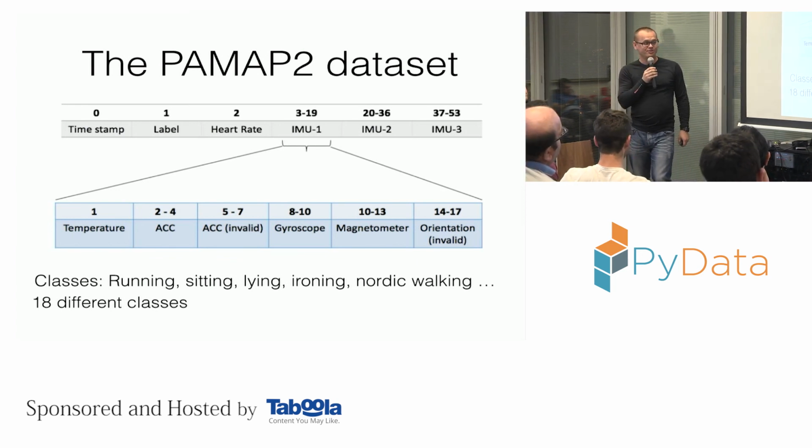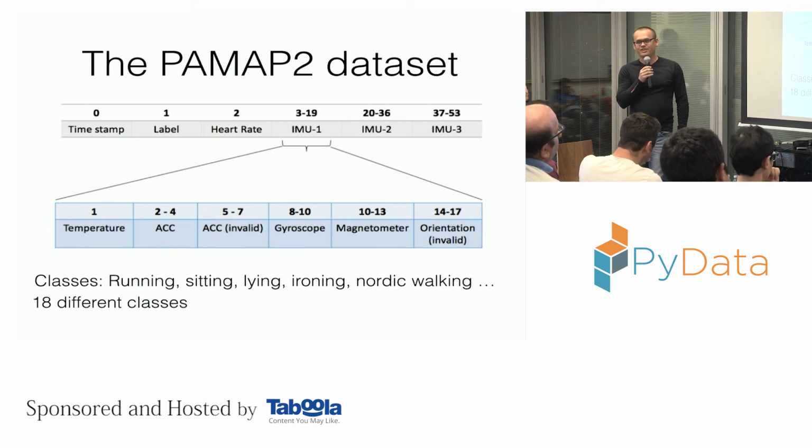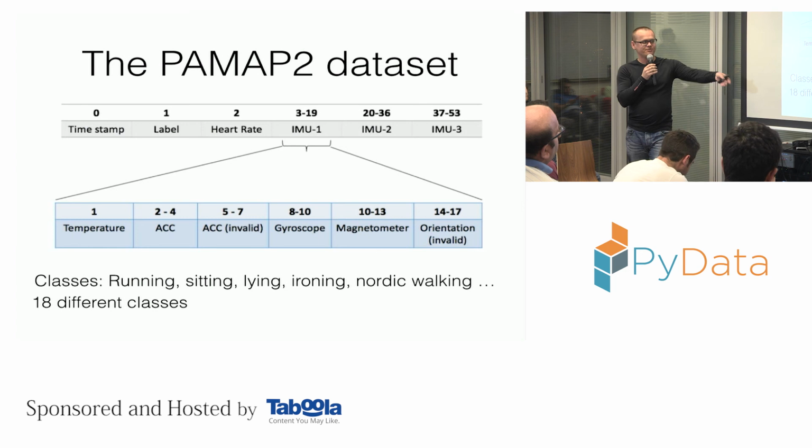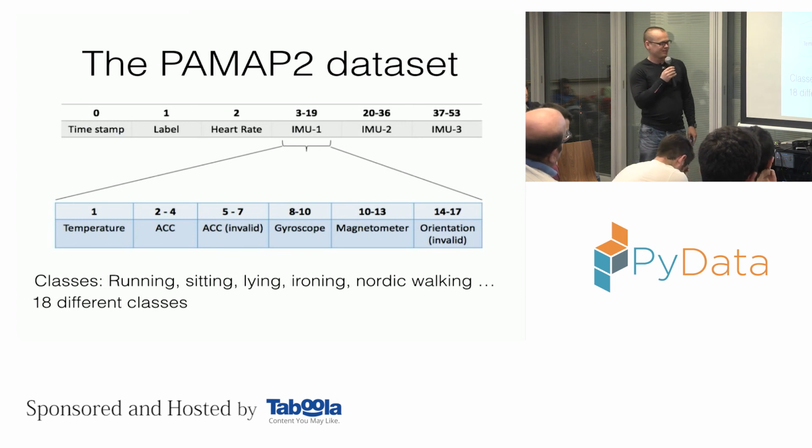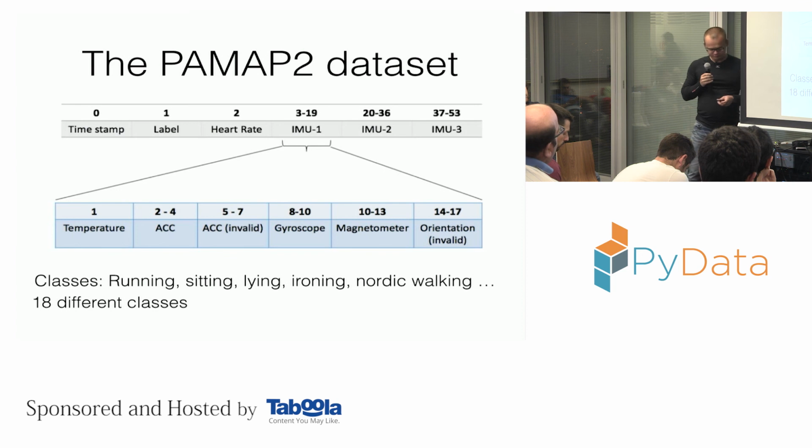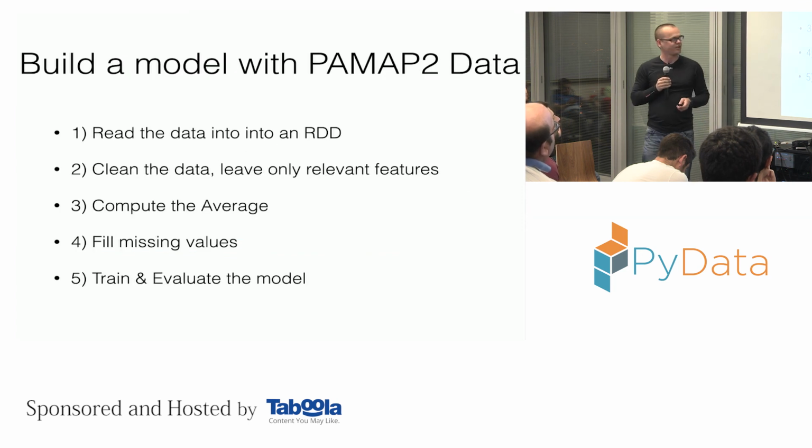We need to get rid of some of the features. We need to complete the values which are missing, and we need to classify afterwards this huge dataset, which is, by this point in time, distributed among several nodes. Okay. So what we are going to do is first we'll read and clean the data.